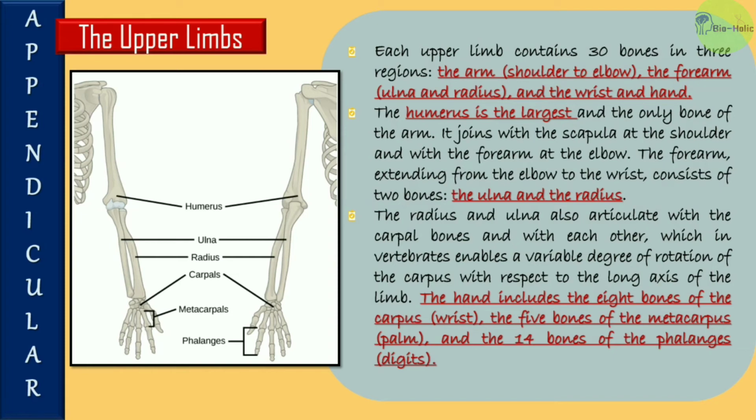The hand includes the 8 bones of the carpus, the 5 bones of the metacarpus, and the 14 bones of the phalanges. The 8 bones of the carpus are present at the location of the wrist. The 5 bones of the metacarpus are present in the palm, and the 14 bones of the phalanges make our digits.